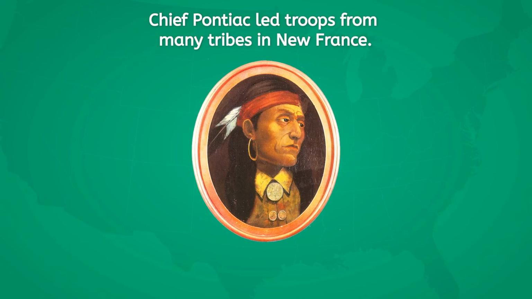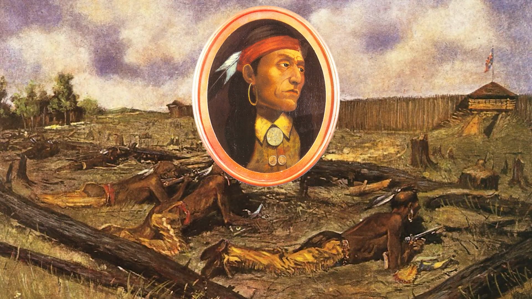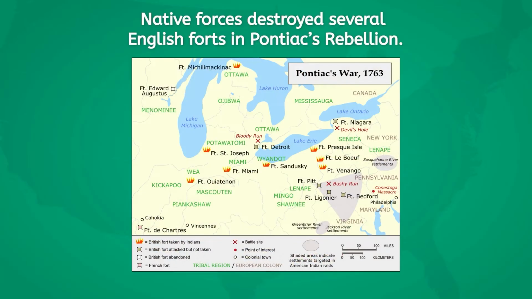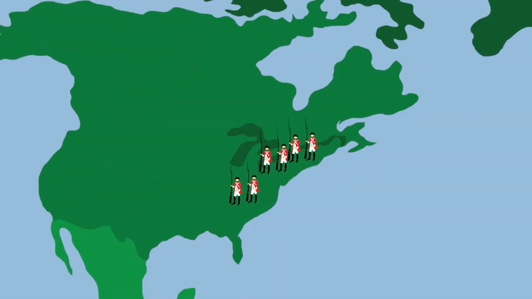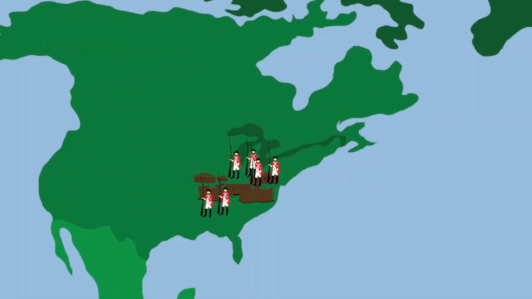A Native American chief, Pontiac, assembled a force of warriors from many tribes in New France. They vowed to attack any colonists that settled in the area and destroy any forts that the British built. They actually succeeded in destroying several English forts in what became known as Pontiac's Rebellion. For colonists to move west, the army would still have to fight for the land.